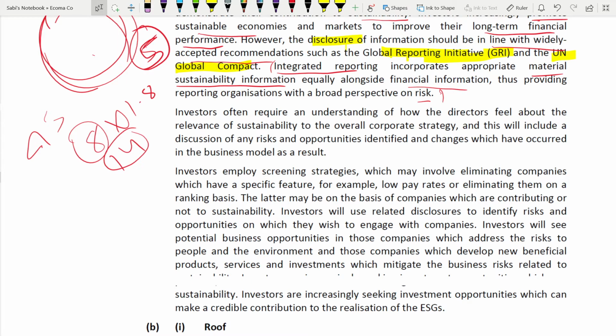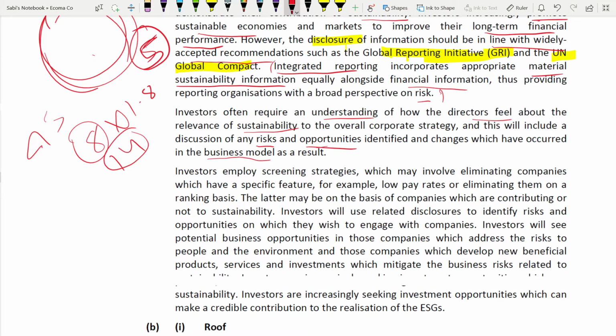So now you're summarizing everything. I think points are over. Now it's just the summarization of everything. For example, investors require an understanding of how directors feel about the relevance of sustainability. This will include discussing risk and opportunity with the directors and seeing how they react, how they feel about sustainability, because this can change their risk and opportunity if they change the business model from finance to sustainability. Risk and opportunity also will change.